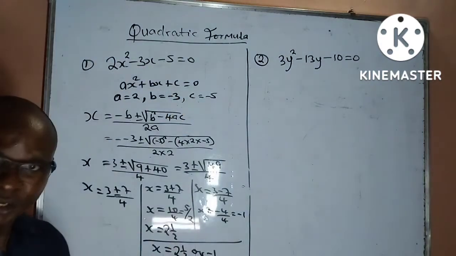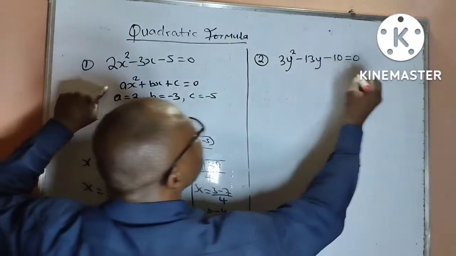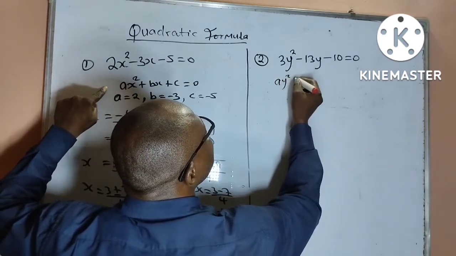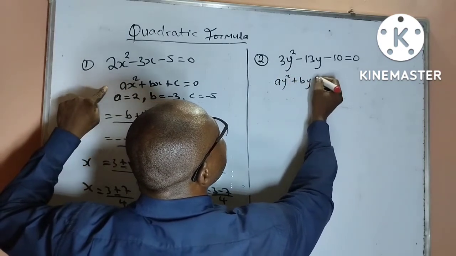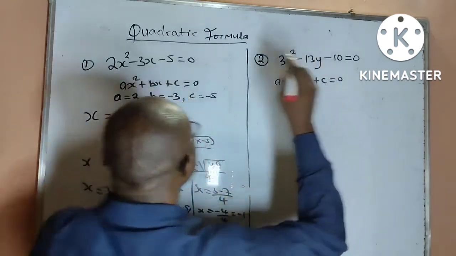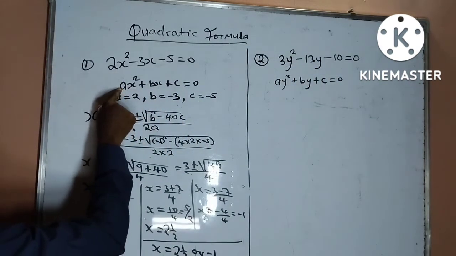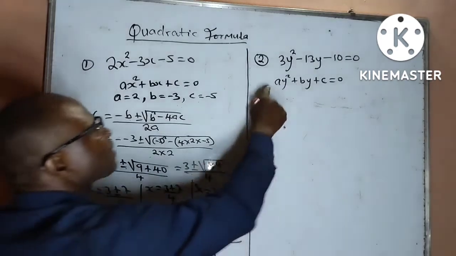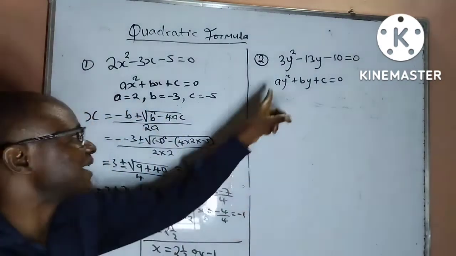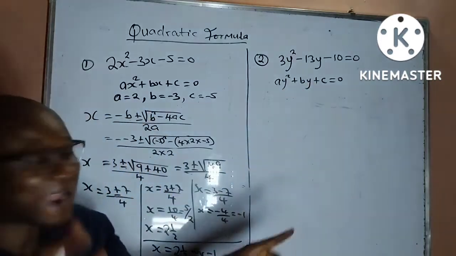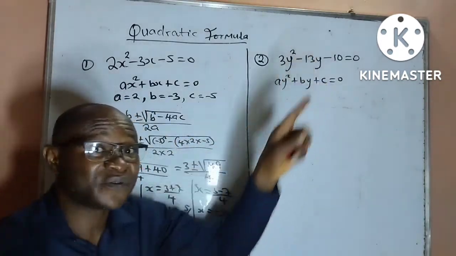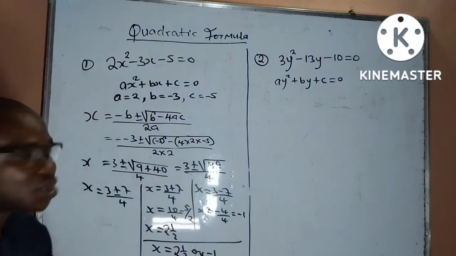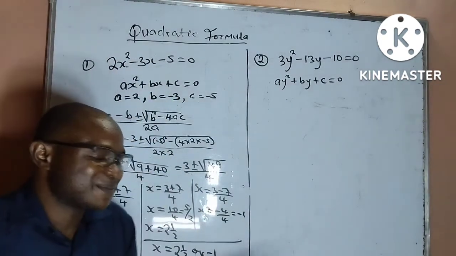Like I did in number 1, let me also remind you that we have ay squared plus by plus c equal to 0, like what I have written here. So this is the form of every quadratic equation. I have represented it here in terms of y, because the equation is given to me to find y. While here, the equation is given to me to find x, so that there will be no confusion. It is just as simple as that.